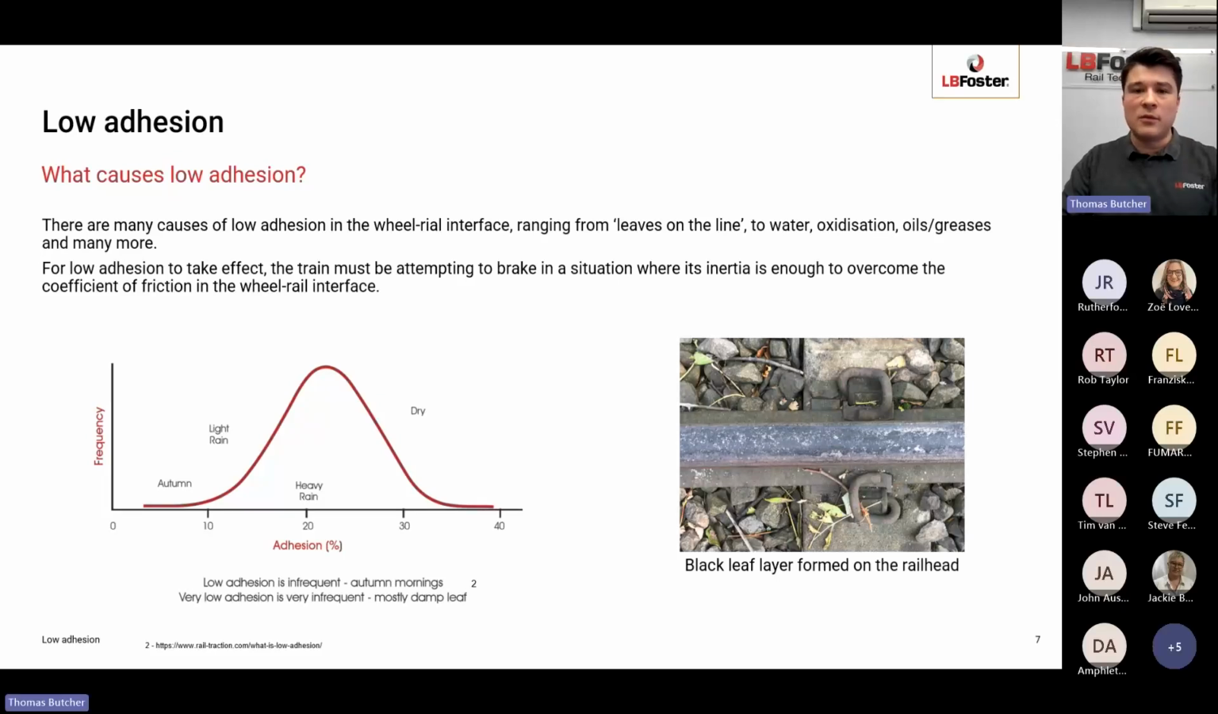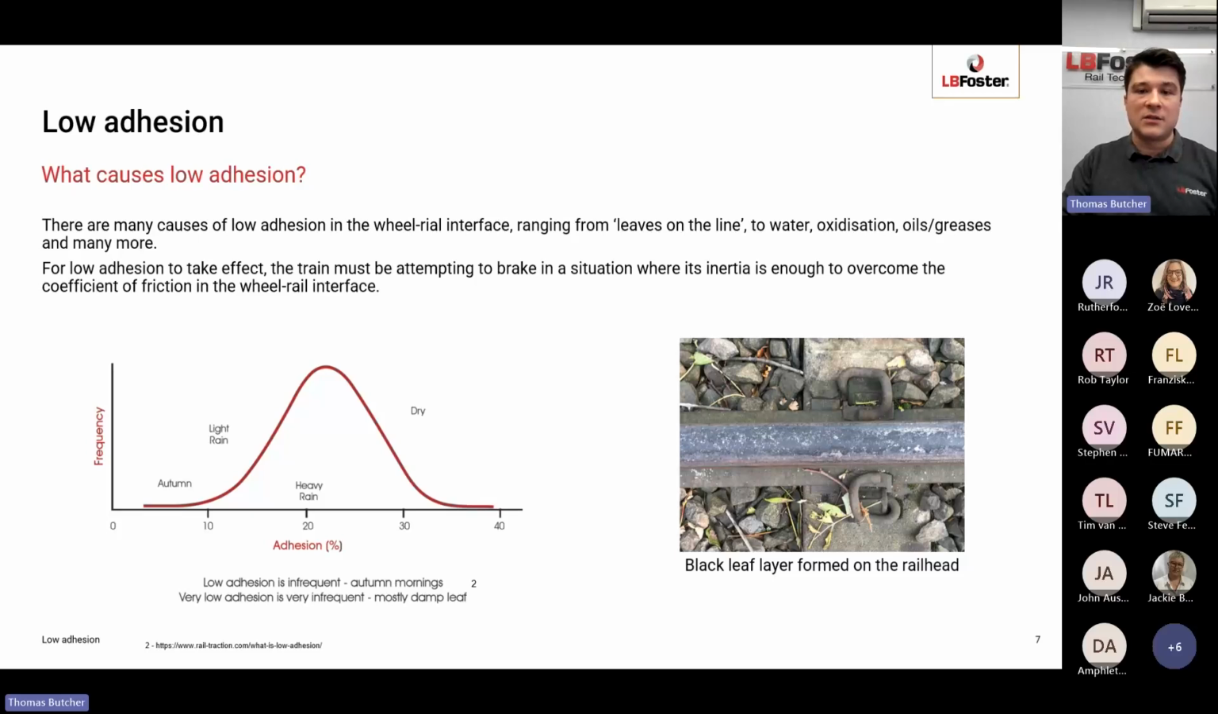Low adhesion is almost always caused by railhead contamination, which usually consists of water, leaves, oxides, oils, fuels, greases, or a combination. Depending on the amount present, water is known to both reduce and increase adhesion levels. Small amounts of water, like you might get from morning dew or condensation on the rail, especially when combined with leaves or oxides, can lead to ultra-low adhesion levels.